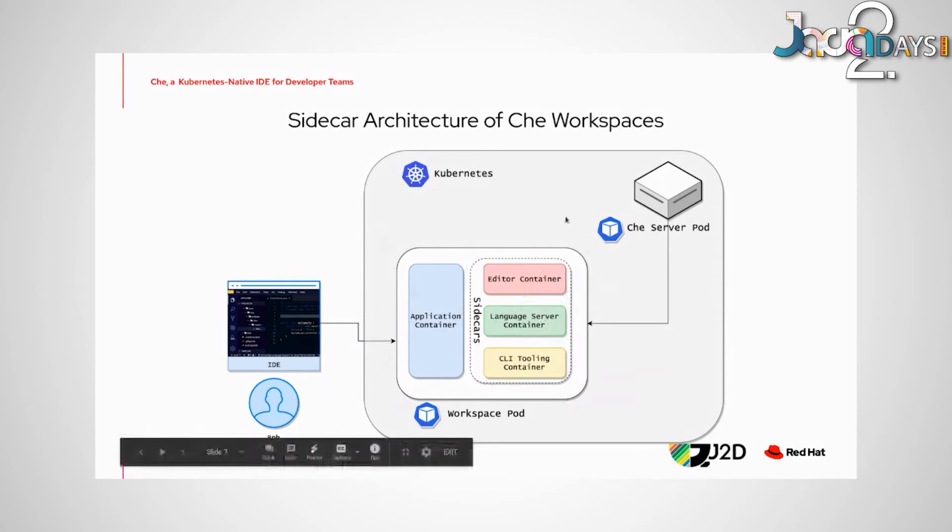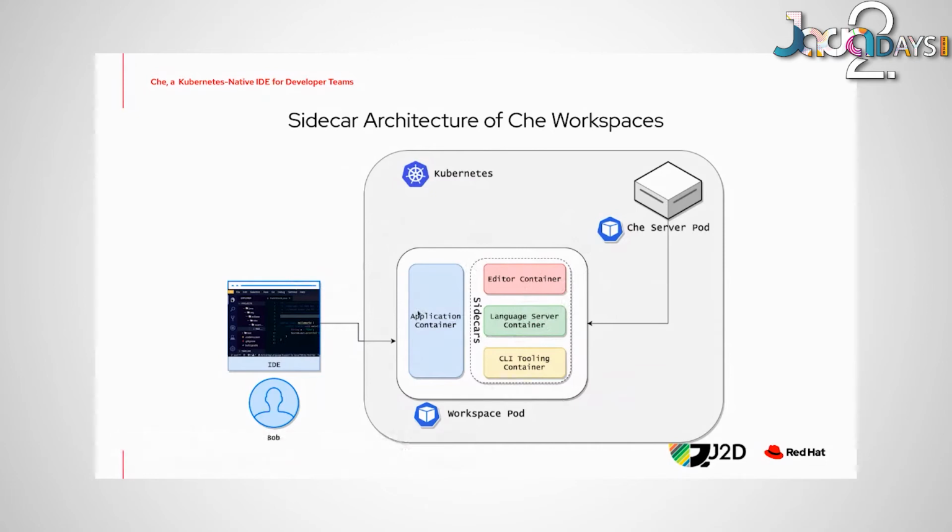So as you see, when you're coding in Che, you would be very close to your production environment, because the containers will run in Kubernetes. So there will not be that many differences with what you have in production.